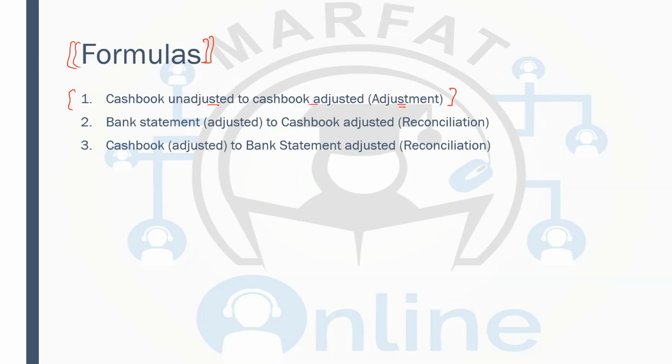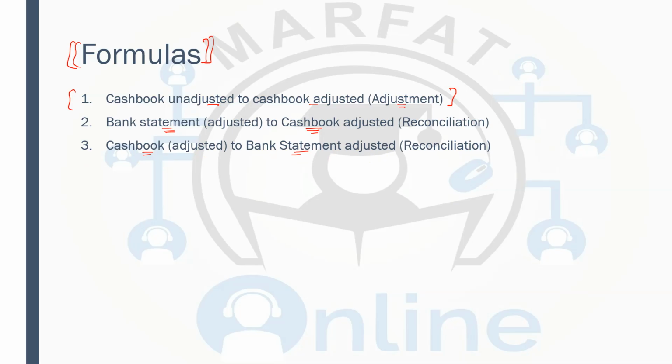So formula number one is going from the cash book unadjusted balance to the cash book adjusted balance. Formula number two is bank statement to the cash book. For example, if we have the balance of the bank statement and we want to reach the balance of the cash book, you will use formula number 2. If you have the balance of the cash book and you want to reach the balance of the bank statement, then you will be using formula number 3. So these are just the sequence 1, 2, 3.